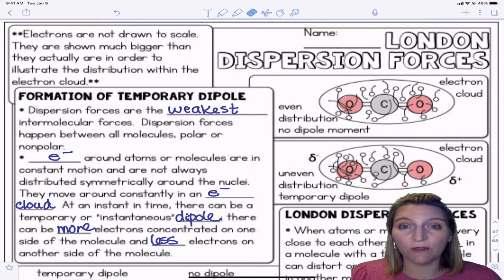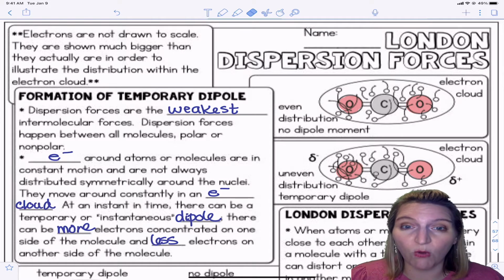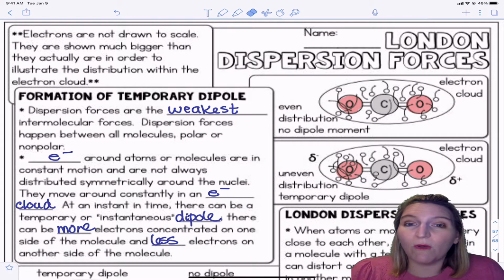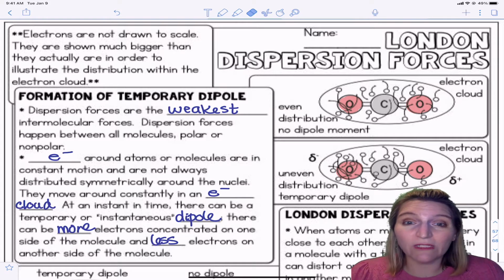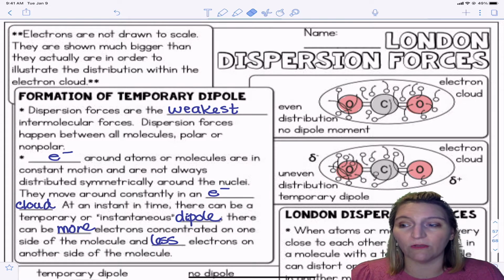London dispersion forces are the weakest of the intermolecular forces. These forces happen between all molecules, no matter whether they're polar or nonpolar. But what we will see is that there are stronger forces with polar molecules, so these really only become important with nonpolar molecules.